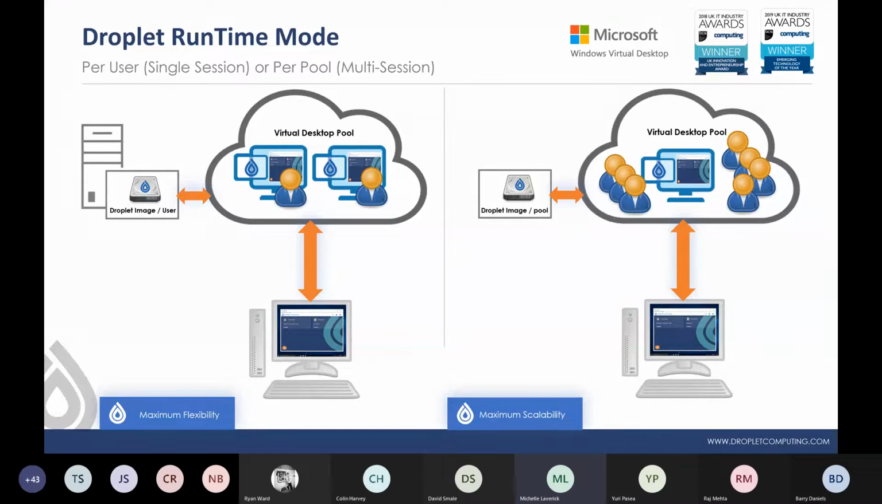On the right-hand side is a model that's designed more for scalability than flexibility, where a single container image can support multiple users. Now, the easiest way to understand this is if Windows 10 is multi-session, so can the container. And this sort of marries up, if you like, architecturally with the model of WVD itself. Next slide, please.